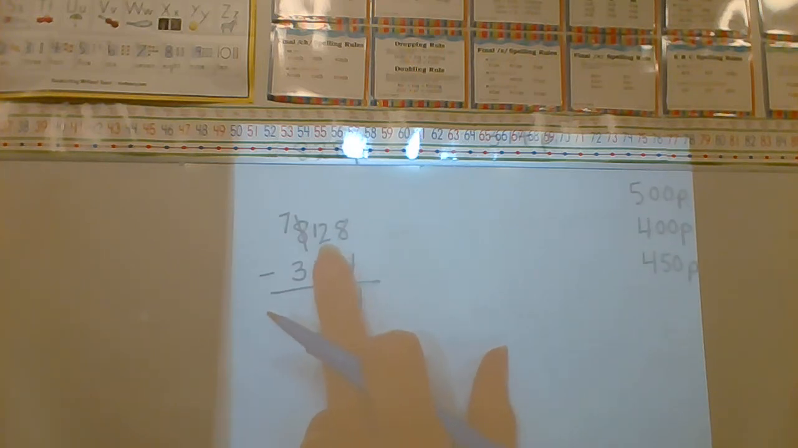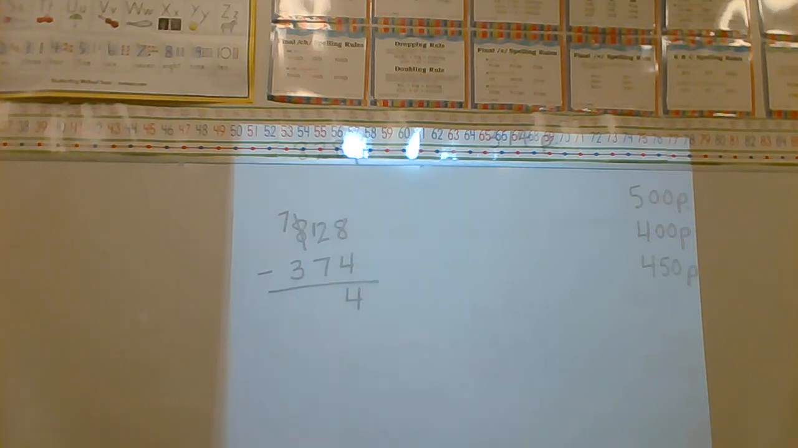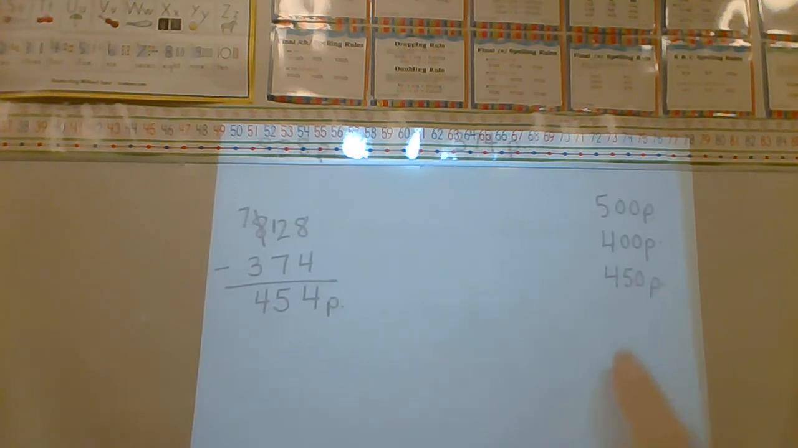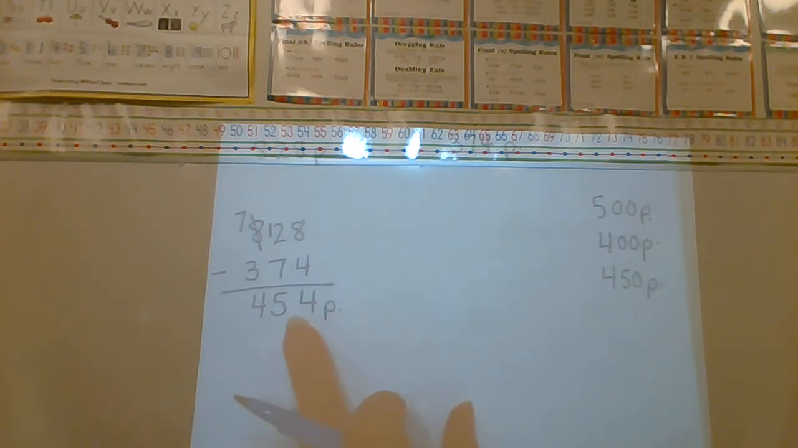Hey, what is 12 minus 7? That's right, 5. Bring it on down. And now we have 7 minus 3. What is 7 minus 3? That's right. So how many pennies do we have? Wow, those are some excellent guesses because we were using the strategy about rounding our numbers. Okay, good job. 454 pennies.